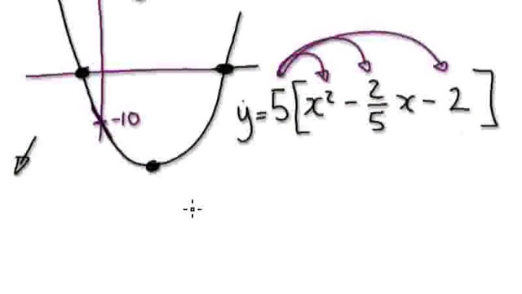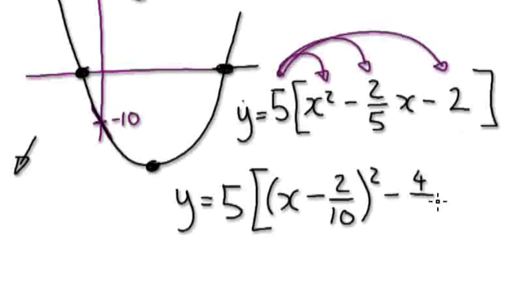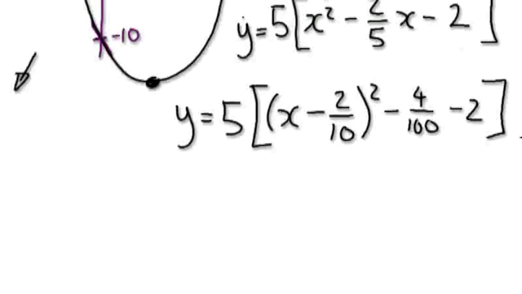Okay, the next step is to write it in that special form. So this one here will be x minus 2 over 10 and then square it, and then immediately take away the rubbish. The rubbish will be 4 over 100, and then minus 2. Okay. And then simplify this. Try to simplify this and simplify this as well.